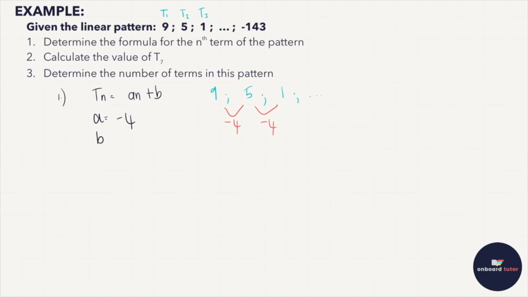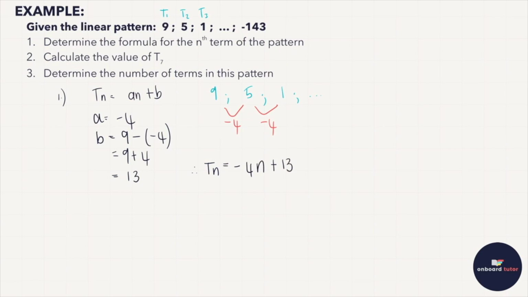Now to get B, we take our first term, which is 9, and we subtract our difference. Be careful there. We are subtracting a negative number, which means that we are in fact adding, and 9 plus 4 is 13. So now we can answer the question and we can say Tn, the general term of this pattern, is equal to minus 4n plus 13.